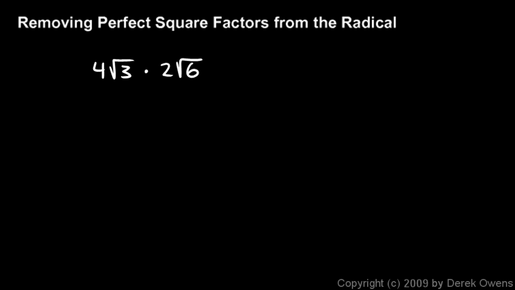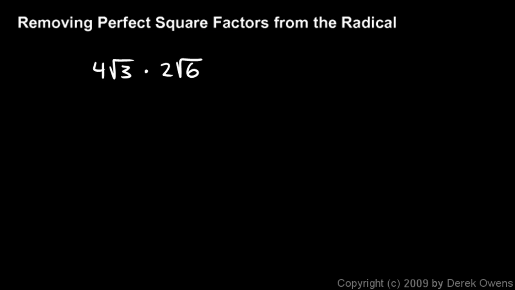Now we're talking about removing perfect square factors from underneath the radical sign. And specifically, we're talking about simplifying the results of an operation like this. Suppose we're multiplying two radical expressions together and we need to simplify the result. When we're simplifying the result, one of the things we need to do is remove any perfect square factors from under the radical sign. So take a look at this.